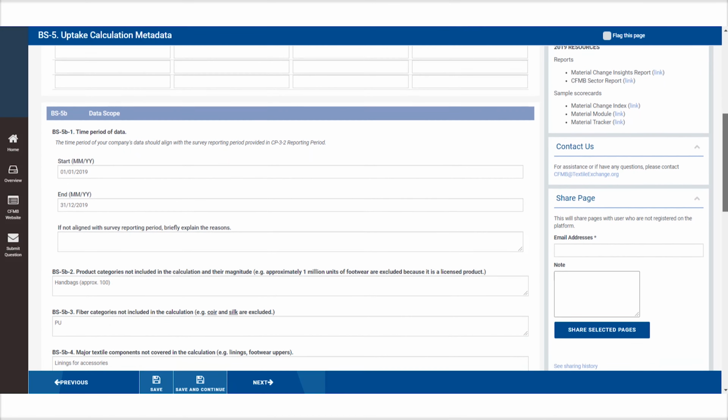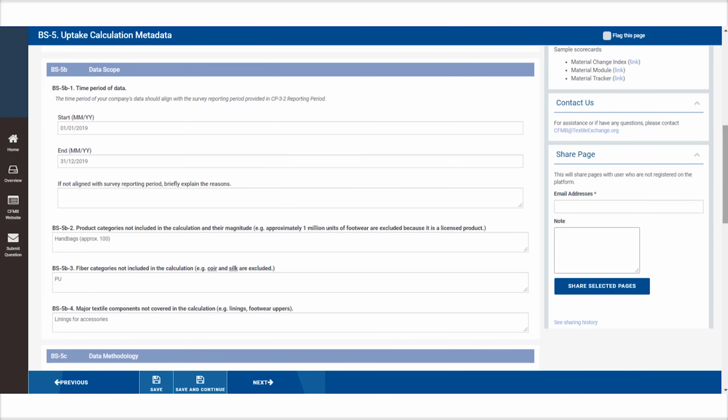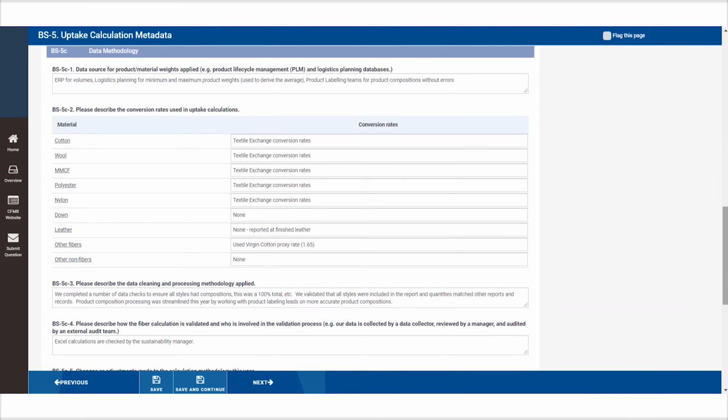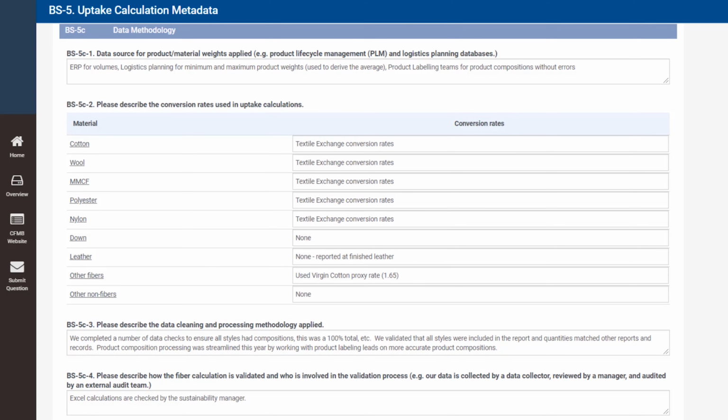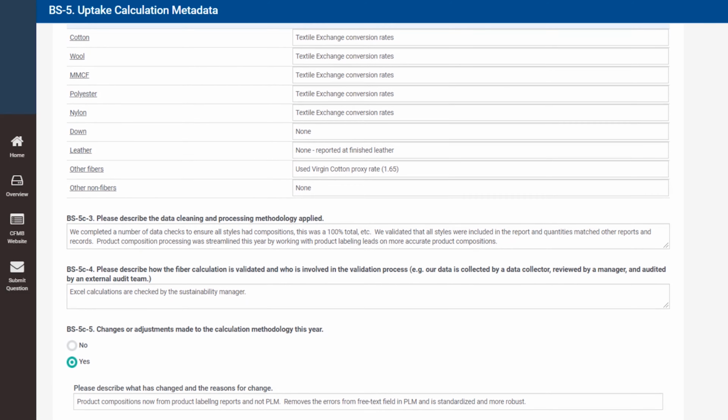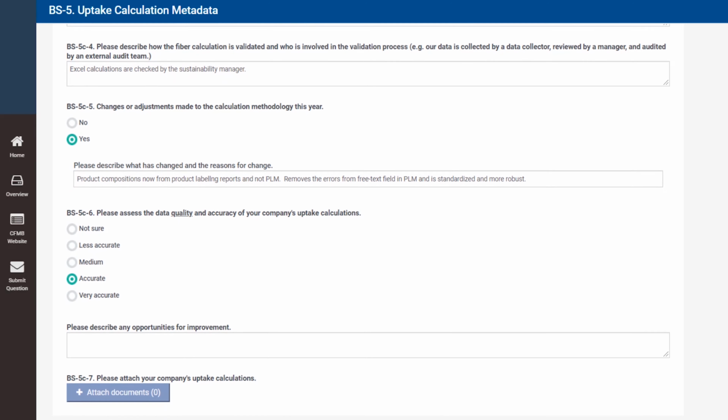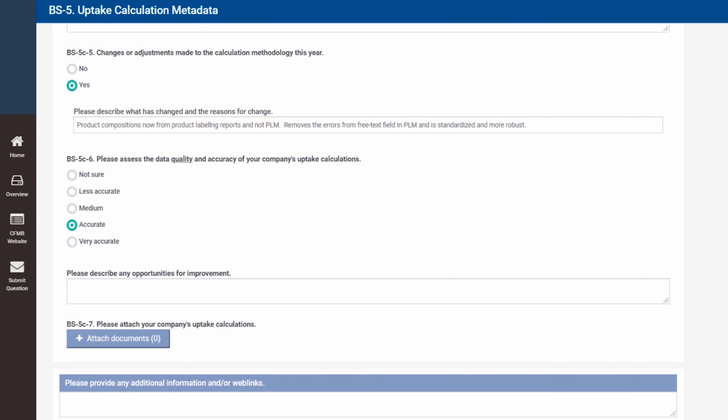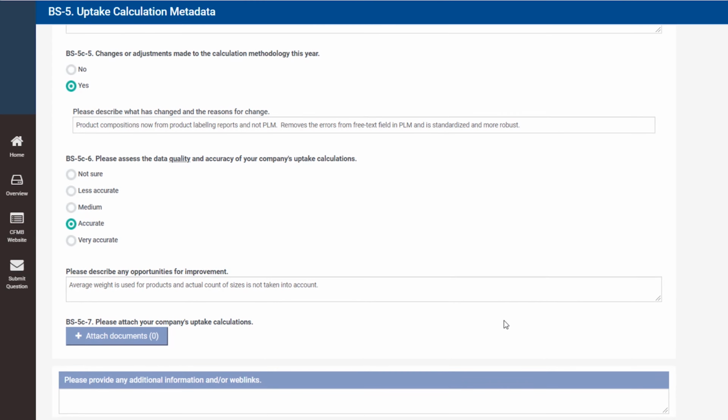Next, please confirm the scope of data reported. This includes a specific time period of uptake data and any product categories, fiber categories, or major components of products which are excluded from your company's uptake calculations. Data methodology questions then further clarify the data sources of your calculation, specific conversion rates used in uptake calculations, the process of data cleaning, validation of calculations, and if any changes were made from previous uptake reporting methodologies. To finish the form, we ask that you please describe any opportunities for improvement. Together, this provides an overview of your company's calculations and will support consistent year-on-year reporting in the future.